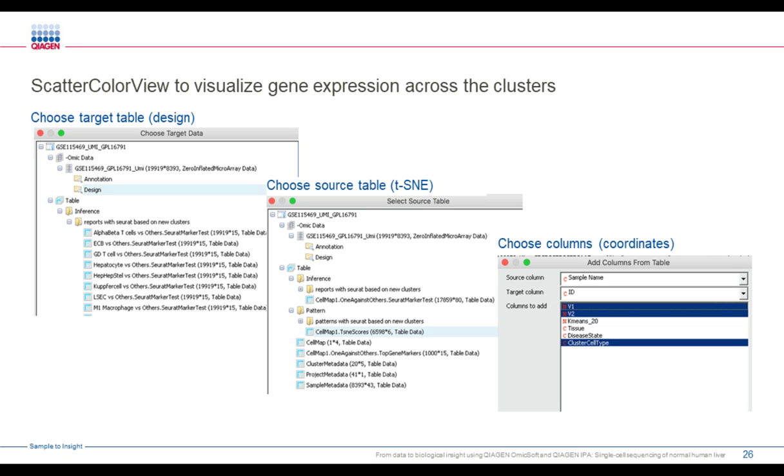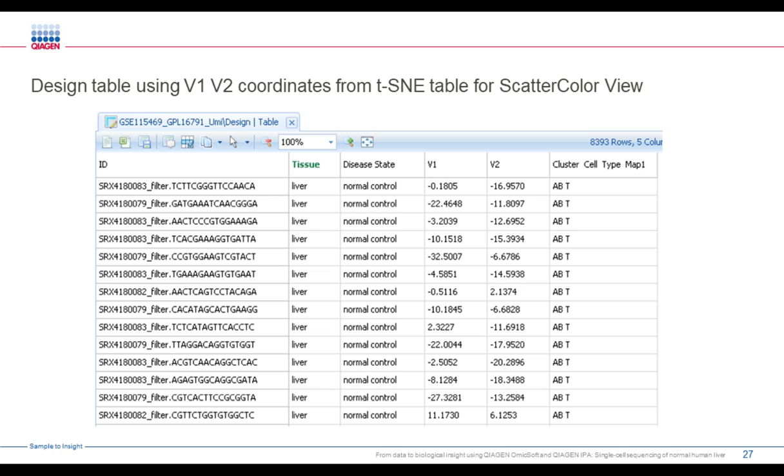But before doing that, we have another feature which is really cool. We are going to use the scatter color view to visualize gene expression across the clusters themselves. To do that, we're going to use the design table, which has been provided when you download the project. You are going to select the table data, the cell map t-SNE score. You are going to extract the V1, V2 coordinates and add that to the design table.